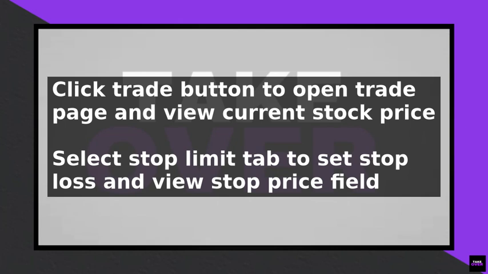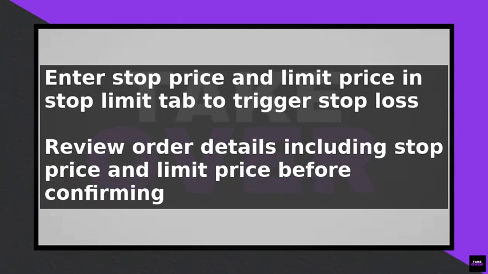For example, let's say you bought a stock at $50 and you want to set a stop loss at $45. You would enter $45 as the stop price and $45 as the limit price. This means that if the stock price falls to $45, the stop loss will be triggered, and the stock will be sold at $45. Once you have entered the stop price and limit price, click on the Review button to review your order. Make sure all the details are correct, including the stop price and limit price, and then click on the Confirm button to confirm the order.